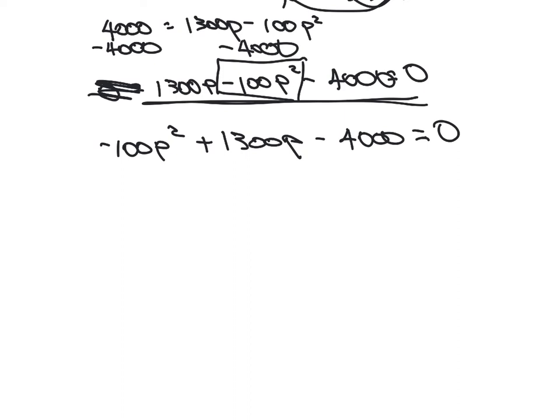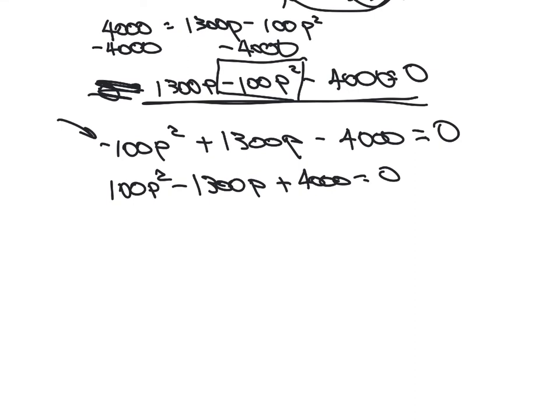Now I don't like my lead term to have a negative, so I'm going to switch them all. Change that to a positive, this to a negative, and that to a positive. And I've got a quadratic equation there, and we're ready to go.